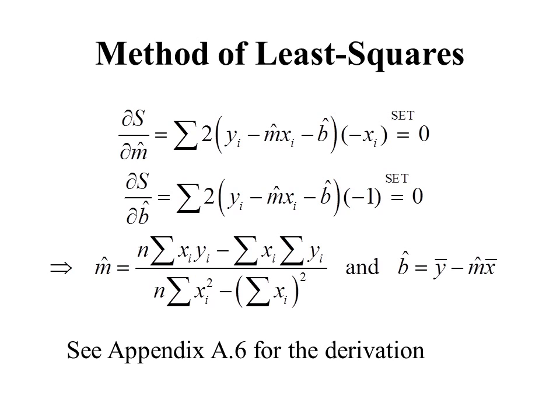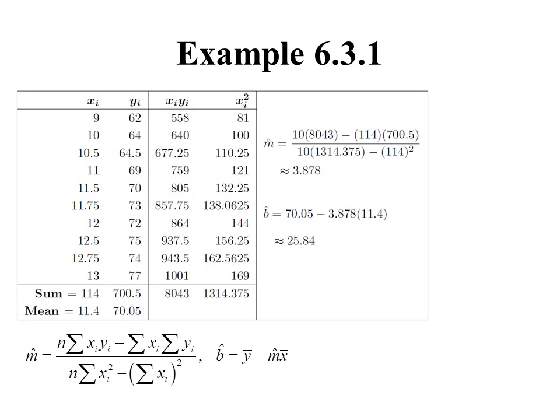The derivation is given in Appendix A6. So let's look at how we can use those formulas for m hat and b hat to calculate our regression equation. Okay? So here's our formula for m hat and for b hat. And here's our data, our shoe length and height data. In this quantity right here, we need to take each x value times its y value and then add them up. And that's what we've done here.